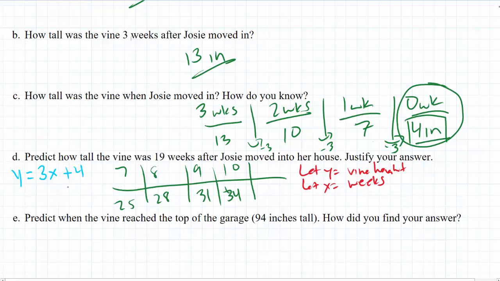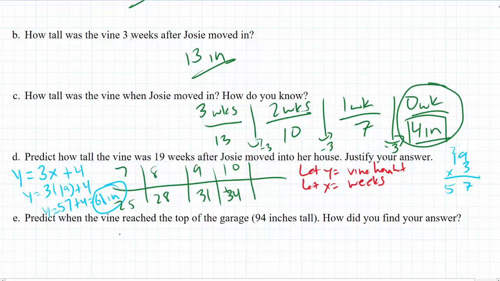With this, we can go ahead and set the 19th week. So we're going to say y equals 3 times, we're going to substitute the 19th week for x, plus 4. 3 times 19 is 57. Plus 4 is 61 inches. Okay, many of you guys are not going to come up with the rule since we're really just starting with equations. A lot of you guys will be extending the table.